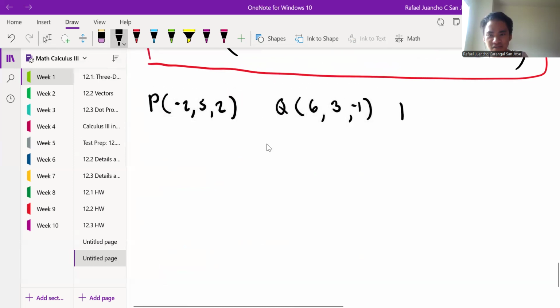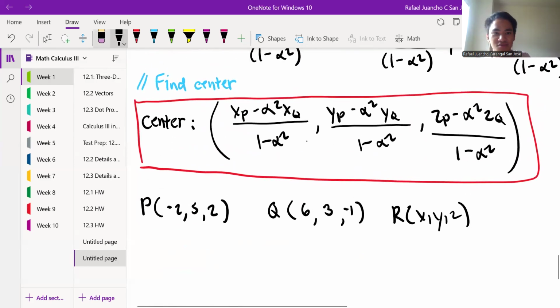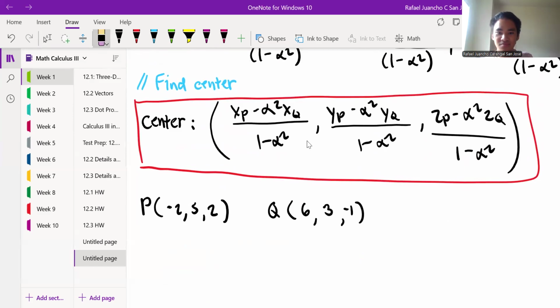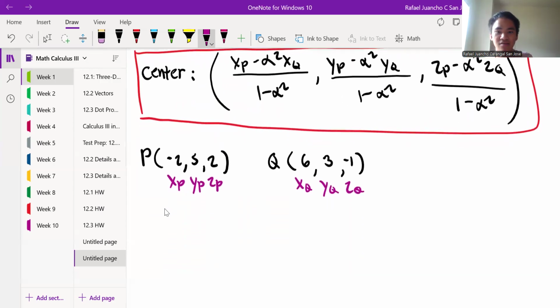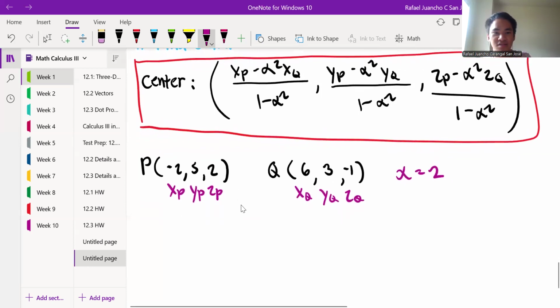So we have P, Q, we have some R. Actually, we don't even need the R. Look, there's no R's here. No X, Y, Z's. We just need our XP, YP, and ZP, XQ, YQ, and ZQ. And our alpha was 2. That's all the information we have. So let's look at it.